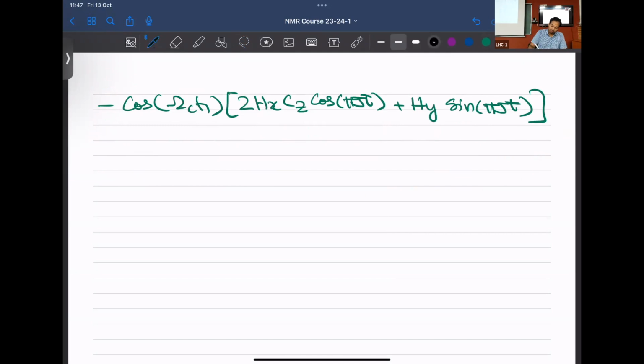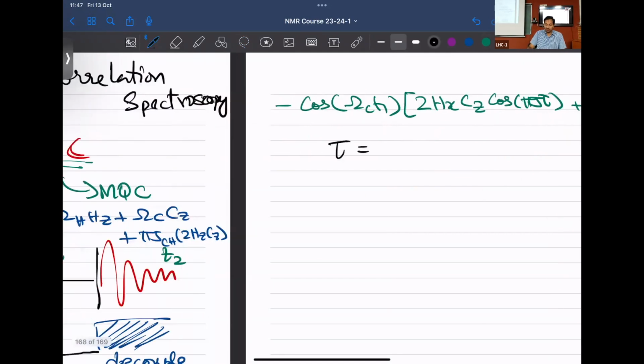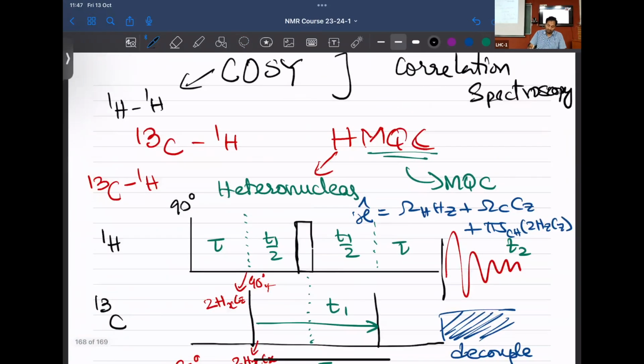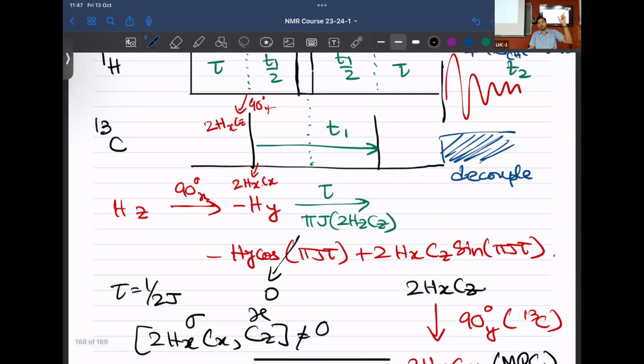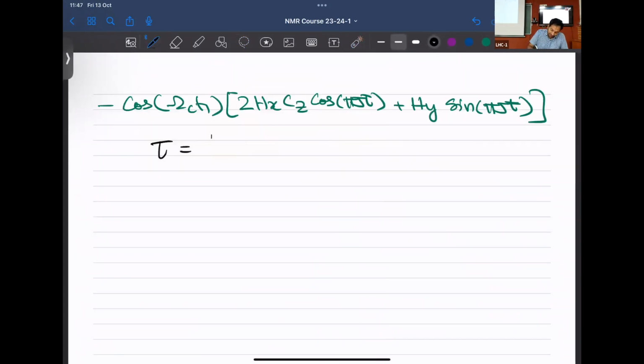What did we set the tau to? Previously, you set the tau to something, and you cannot change it anymore. What did you set tau to? 1 by 2J. We have to keep it the same, else the proton chemical shift will start evolving. So you can't change things halfway.